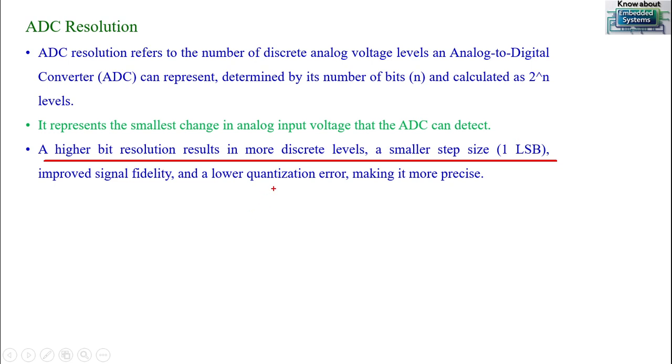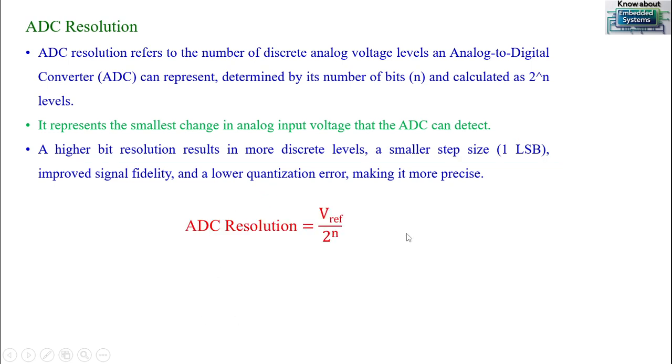Let us see one example. This is the formula for your ADC resolution, a very important formula for the ADC. ADC resolution is equal to V reference divided by 2 power n. Very straightforward and simple equation. What is n? n represents the number of bits, and V reference is the reference input voltage.